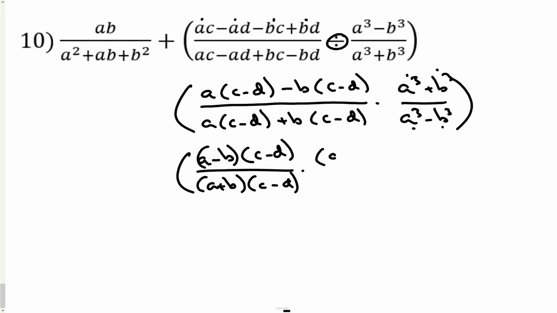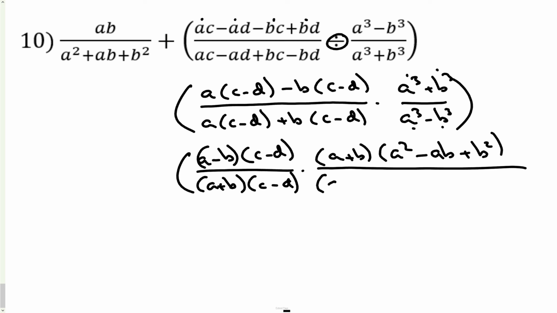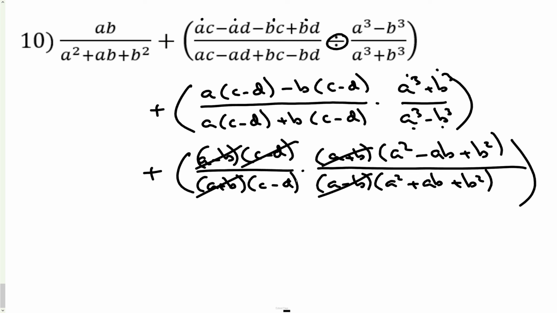So this factors into a plus b times a squared, same sign, opposite sign, not a 2, always positive, over a minus b times a squared, same sign, opposite sign, always positive. Now we can start canceling, and then we can worry about adding into this thing. A minus b, a minus b, a plus b, a plus b, c minus d, c minus d.